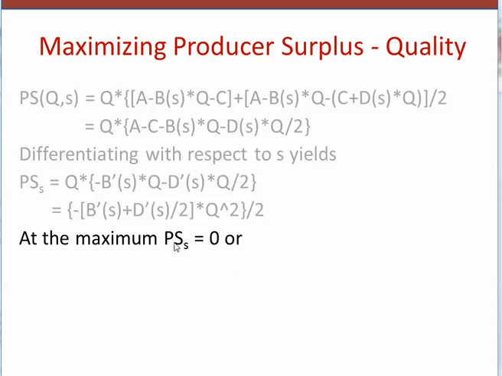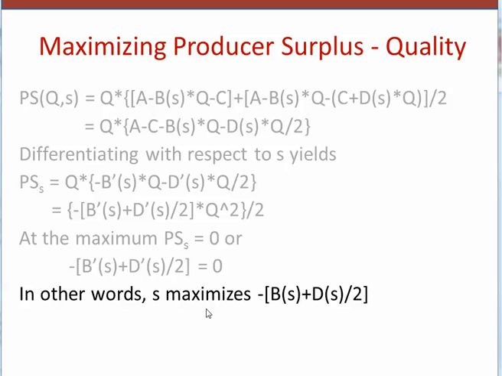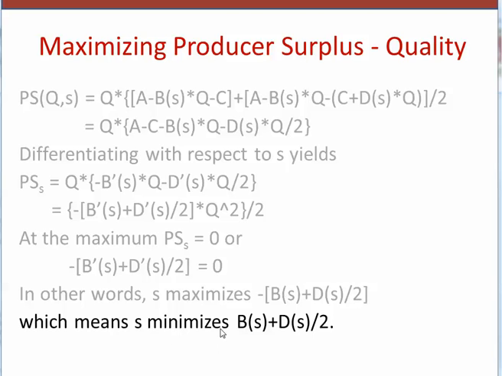At the optimum, this should be 0. And what that means is that since Q squared over 2 is positive, minus B prime plus D prime over 2 should be 0. So that should be 0. So S maximizes minus B of S plus D of S over 2 to maximize producer surplus, which means it minimizes the negative of that. S minimizes B of S plus D of S over 2.